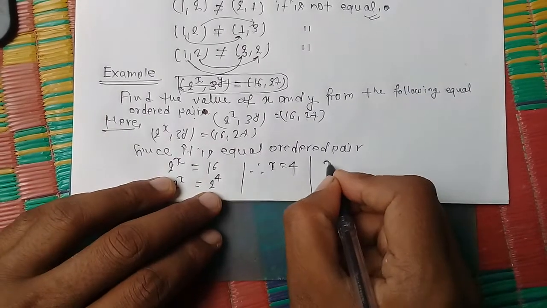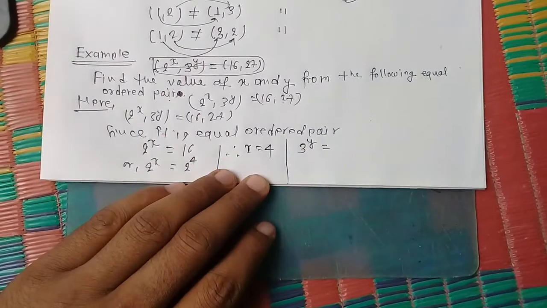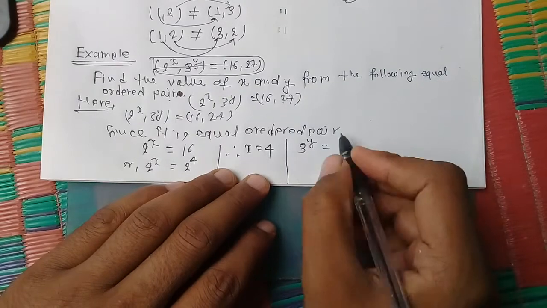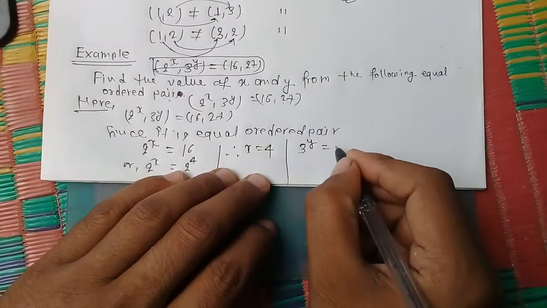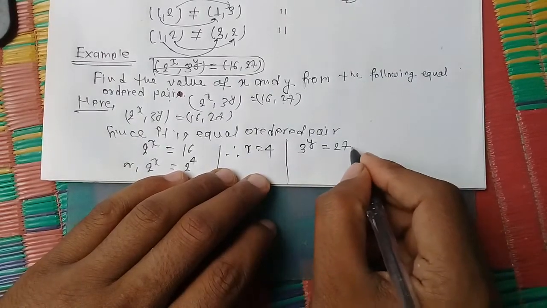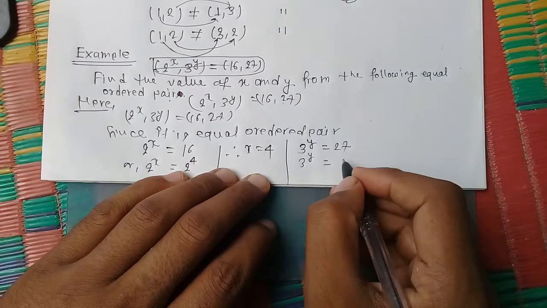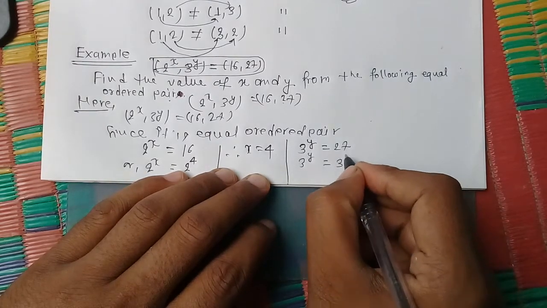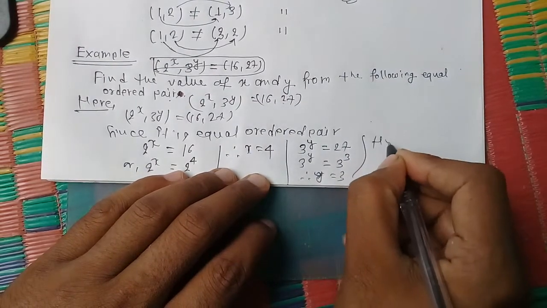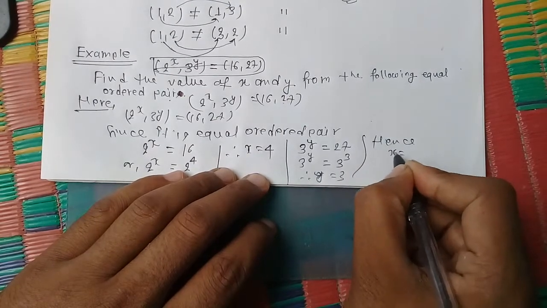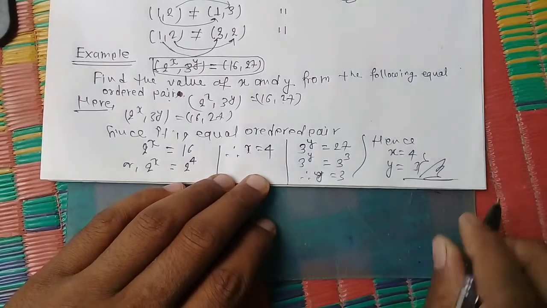Again we can write 3 to the power y is equal to the corresponding component, which is 27. Now 27 should be converted into base 3 with some power, so 3 to the power 3. Therefore y is equal to 3. Hence x is equal to 4 and y is equal to 3. This is the required answer.